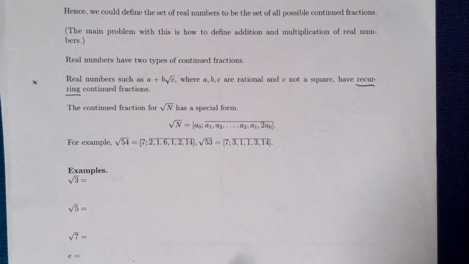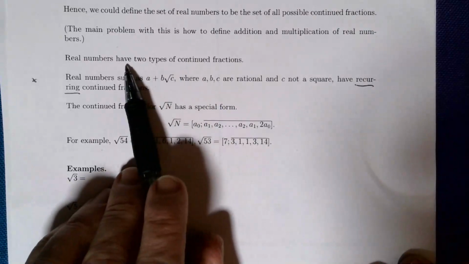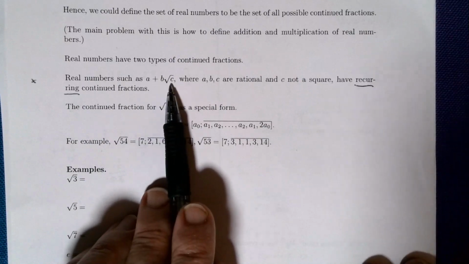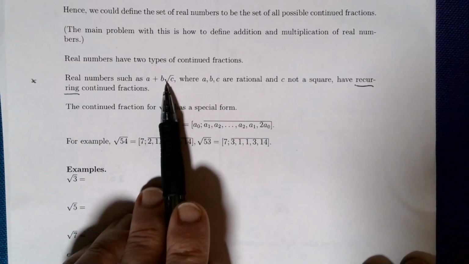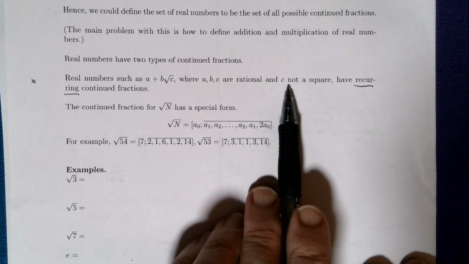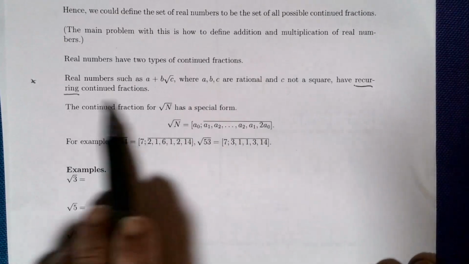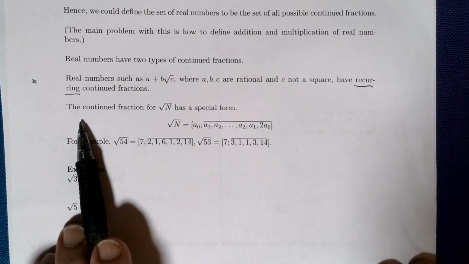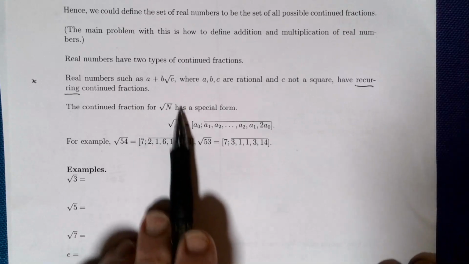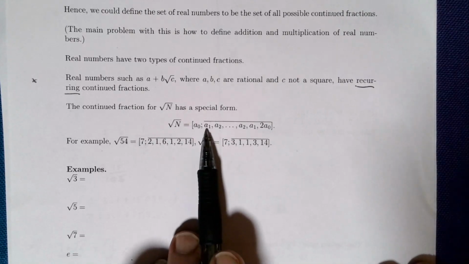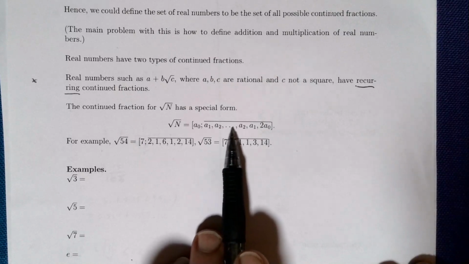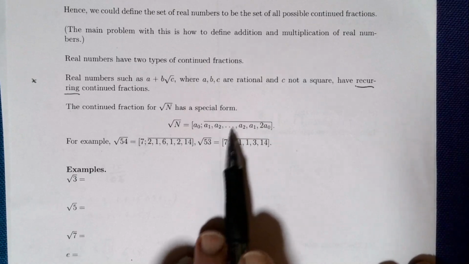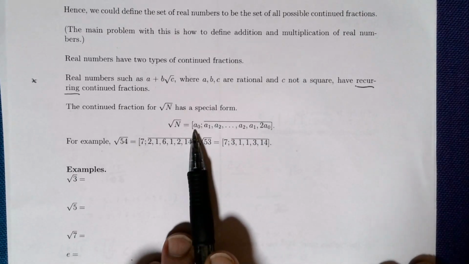The real numbers have basically two types of continued fractions. Real numbers of the form a plus b root c, where it only involves a square root, where a, b and c are rational and c is not a square, have recurring continued fractions. As we've seen, the continued fraction for the square root of n has a very special form. It repeats, but it goes up and then the numbers reverse back to where you start from, and the last one is double the constant term.